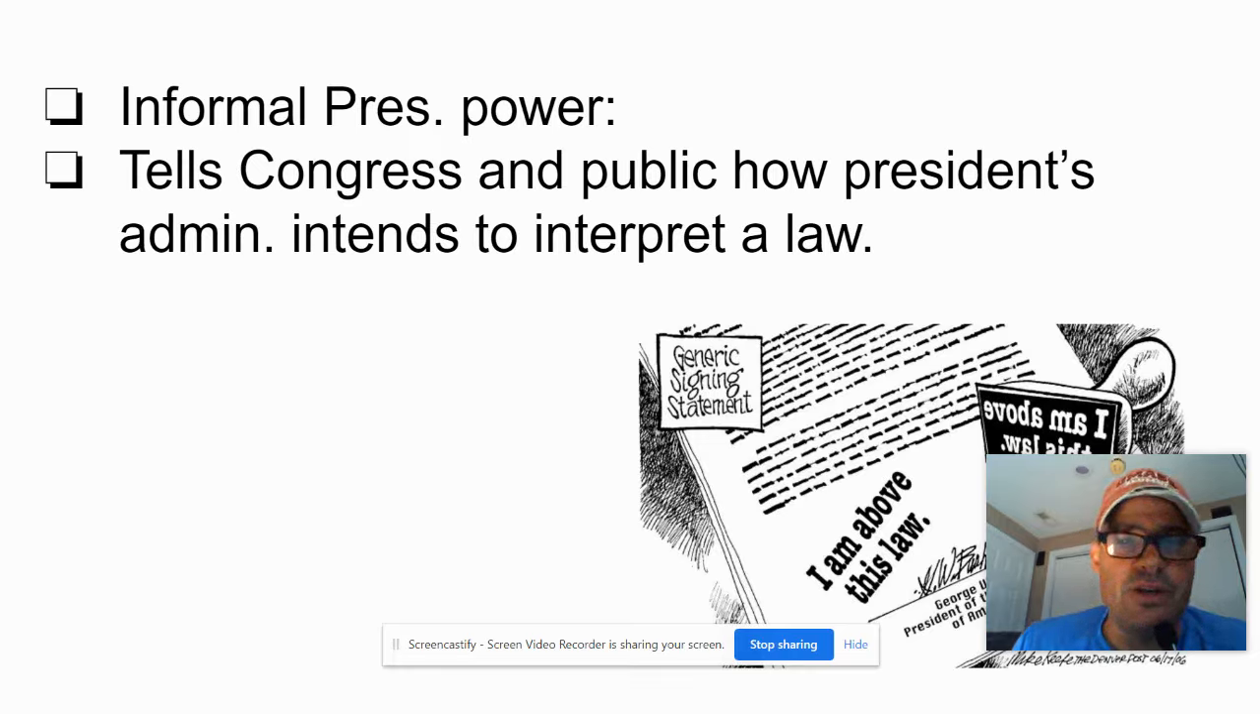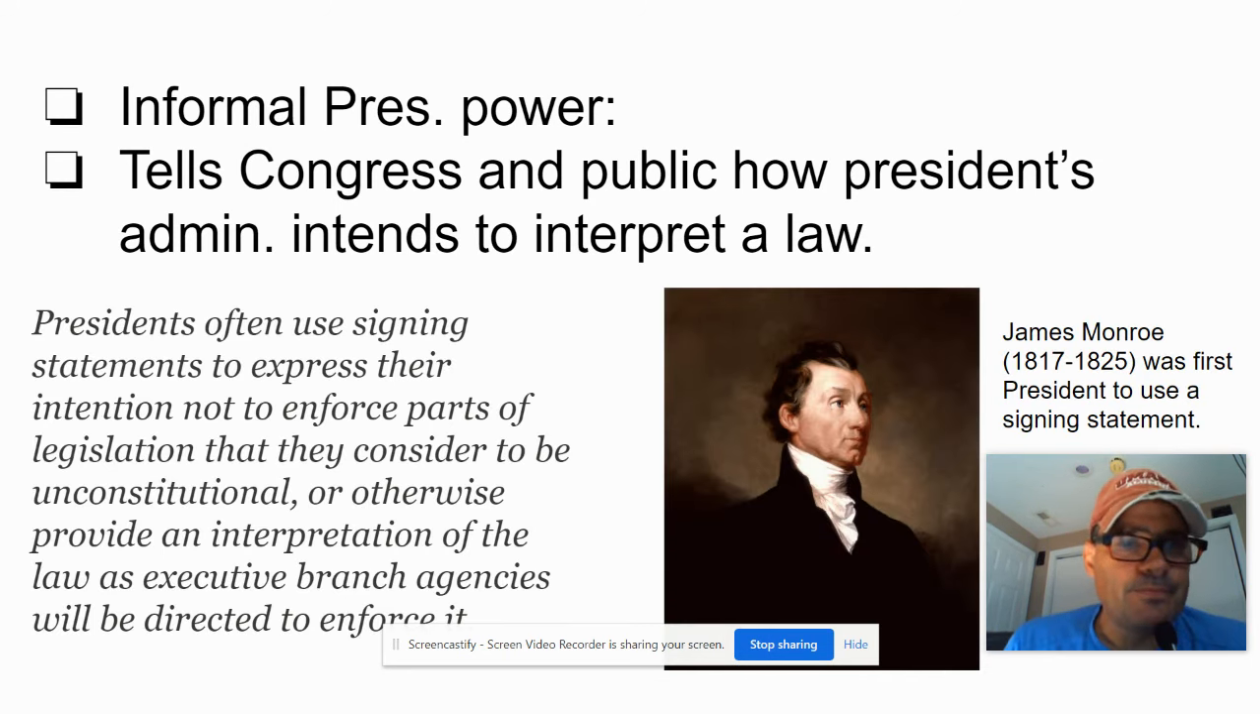And then why would a president do this? Because politically, it would look bad if they vetoed the entire law. If they veto the entire bill, then politically they might get punished for it. So what they do is they have a signing statement saying, I'm going to sign the bill into law, but this part I don't like. So they express their intention not to enforce parts of legislation they consider to be unconstitutional or otherwise provide an interpretation of the law as the executive branch agencies would be directed to enforce it. As a matter of fact, James Monroe was the first president ever to use a signing statement. So this has been around for a while, but it's been growing in usage in more recent years.